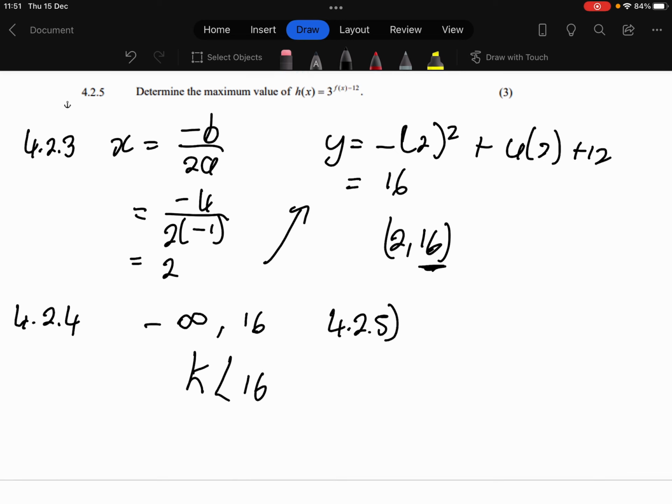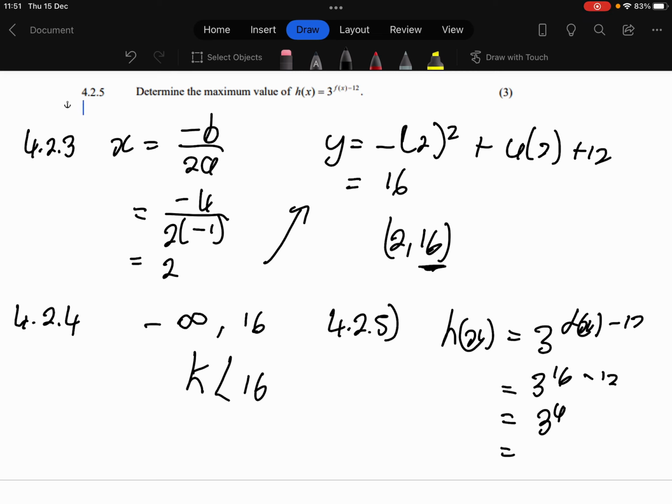Okay, so if we have to rewrite it, h of x is equal to 3 to the power f of x minus 12. So they ask for the maximum value. So first we'll deal with the f of x part, which is in the exponent. The maximum value of the f of x graph is 16. Okay, so 16 minus 12, so we get 3 to the power of 4, which is equal to 81. Okay, so that's the way you solve that question.